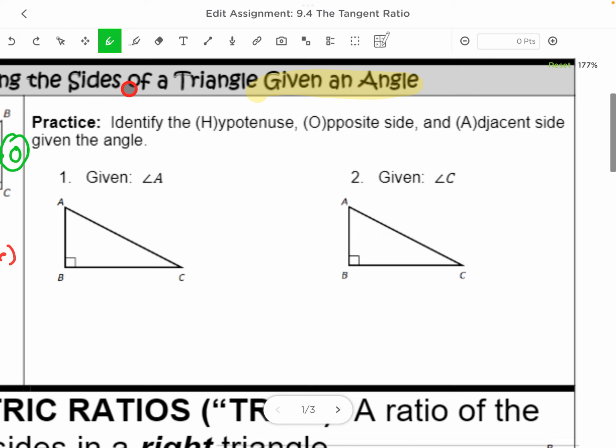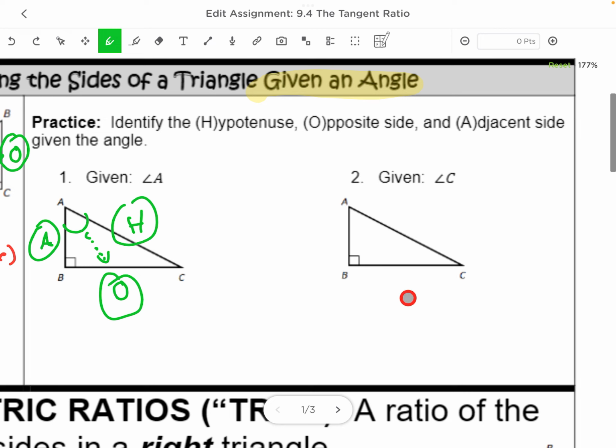Let's take a look at this. We're going to identify the hypotenuse, opposite, and adjacent given the angle. I want to see if you can do this first one at least on your own. Pause the video and see what you can do, and then we'll try the next one. So, given angle A, first the hypotenuse. This one across from the right angle is the hypotenuse. Then, from angle A, across from there is the opposite. And then the adjacent. So we have hypotenuse, opposite, and adjacent. That's what we're going to label.